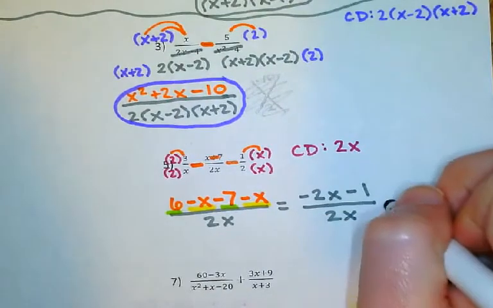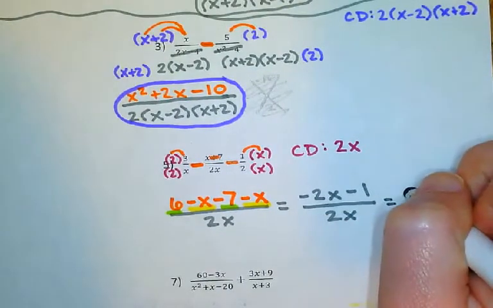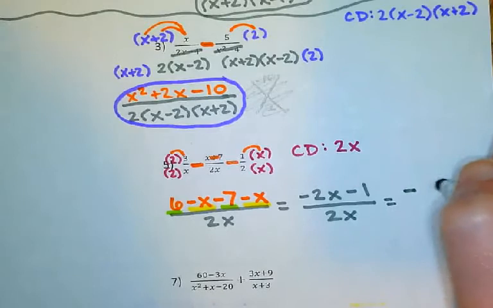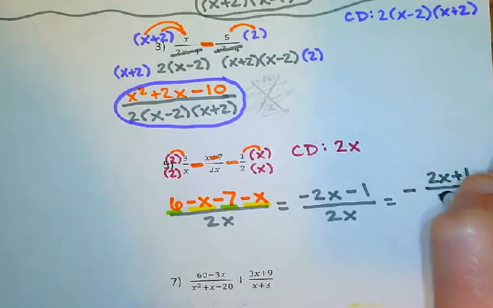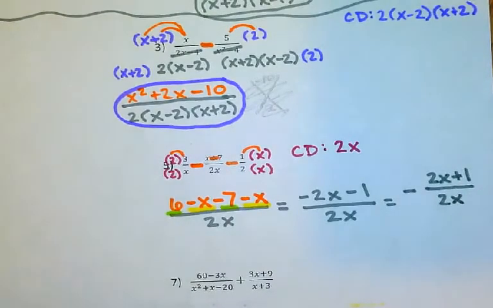If we factored out a negative, we would get a negative on the outside here, and we would get 2x plus 1 over 2x. Alright, that would be our final answer.